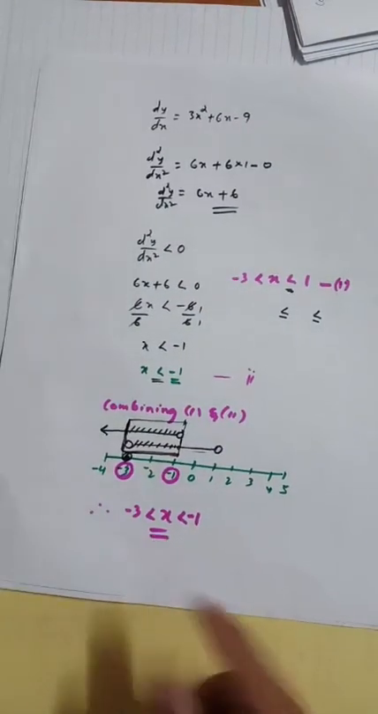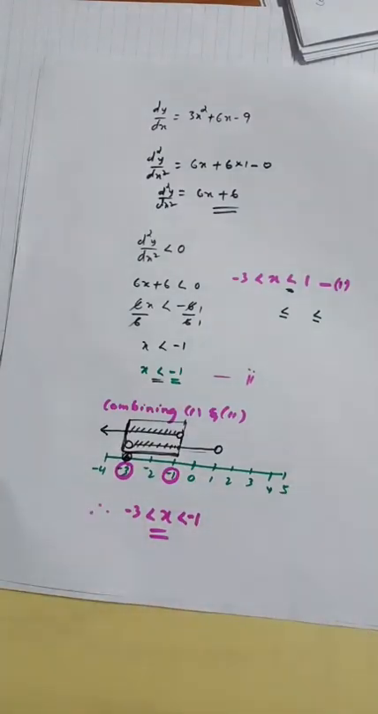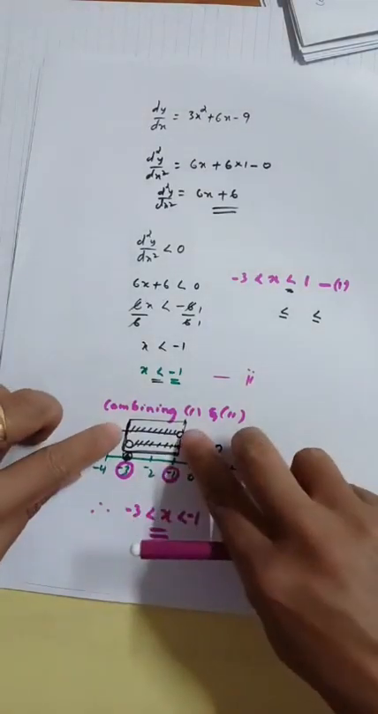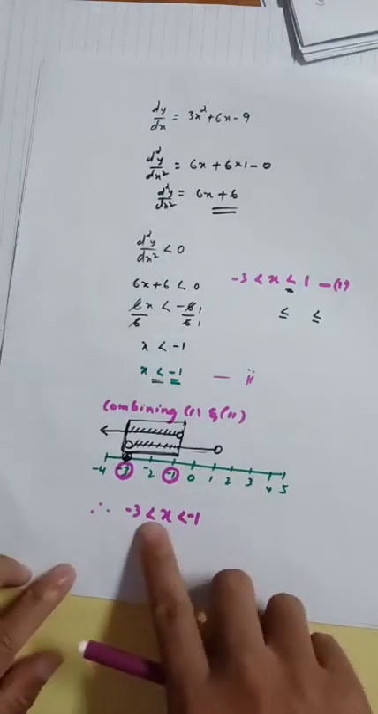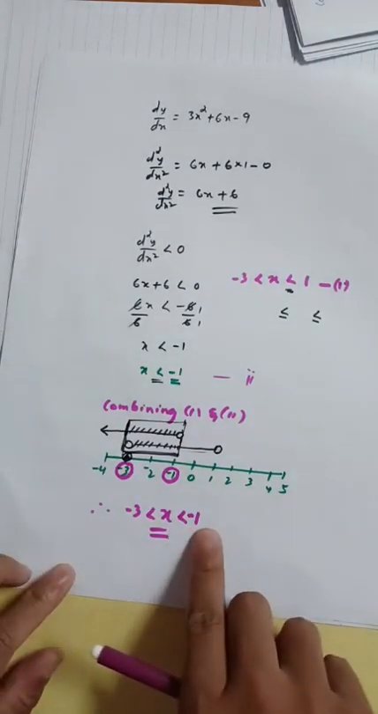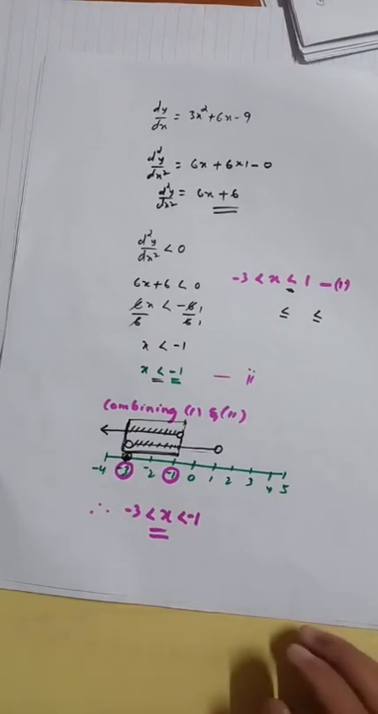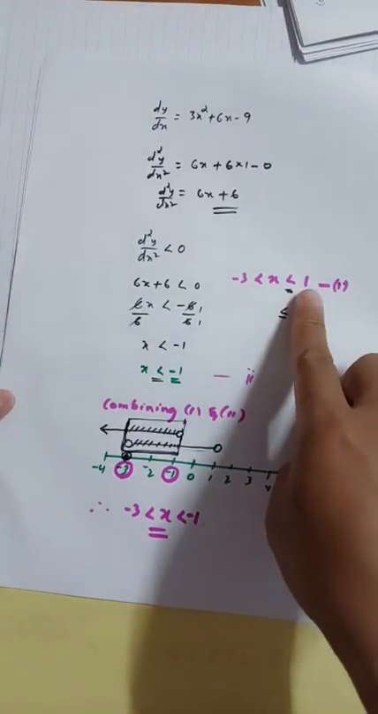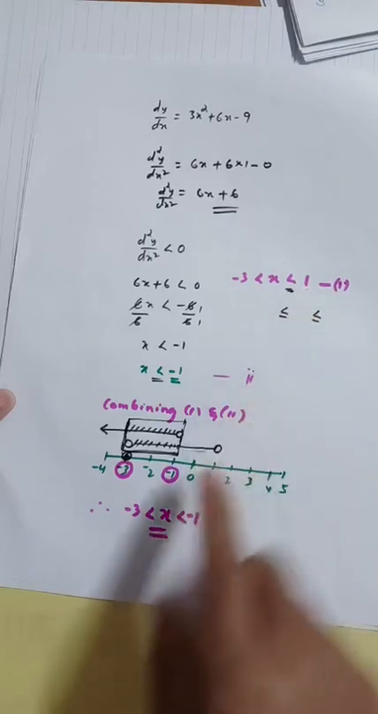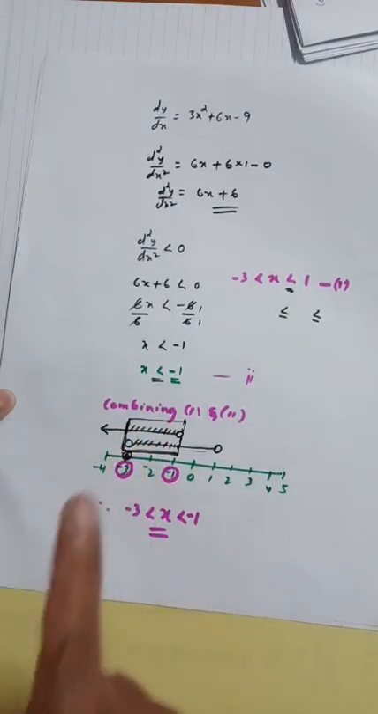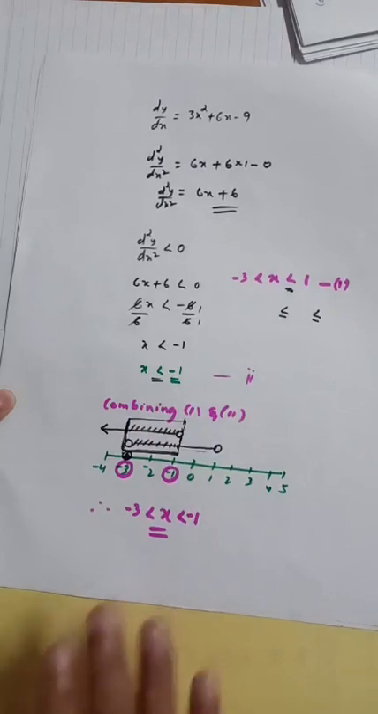So x is greater than -3 and less than -1. In this range both decrease. You mean common values will satisfy both inequalities, dy over dx and d2y over dx square both decrease.